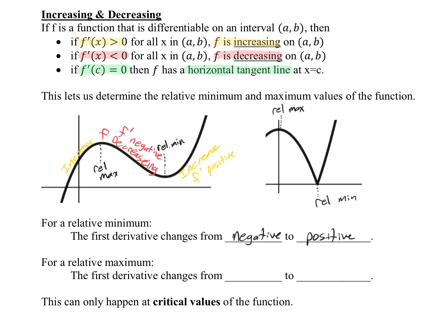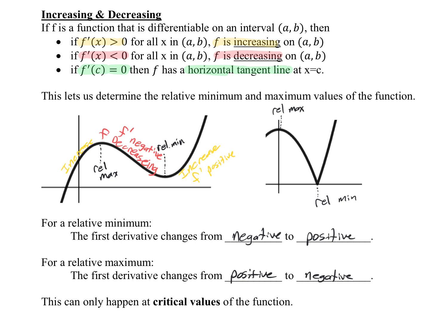In a very similar manner, if your function increases followed by a decrease, that's how we get maximums. So your first derivative would have to change from positive to negative.